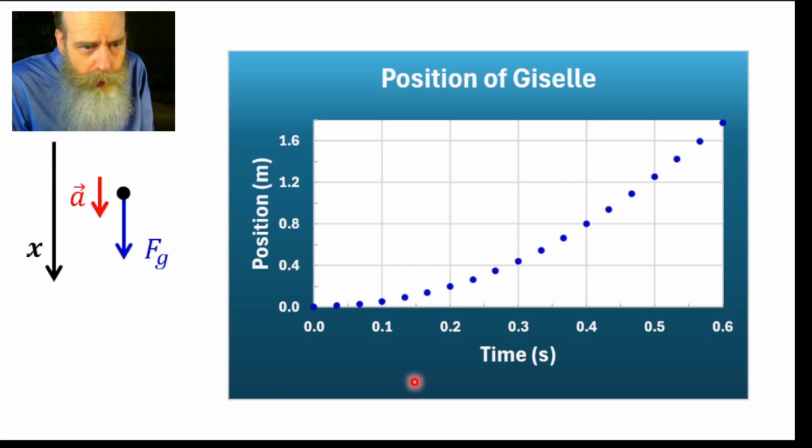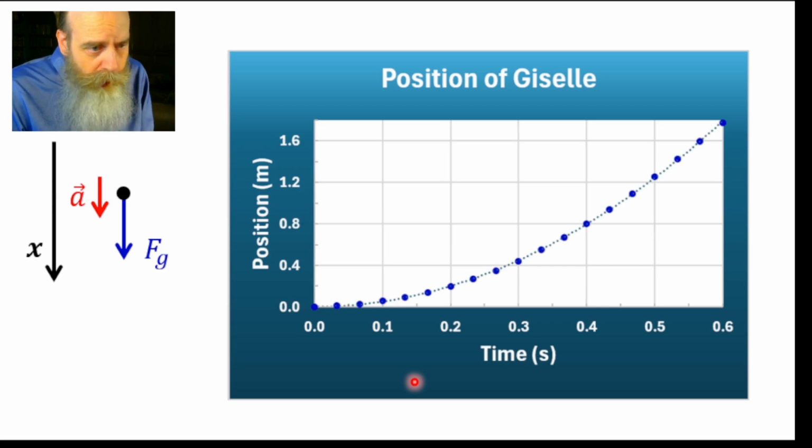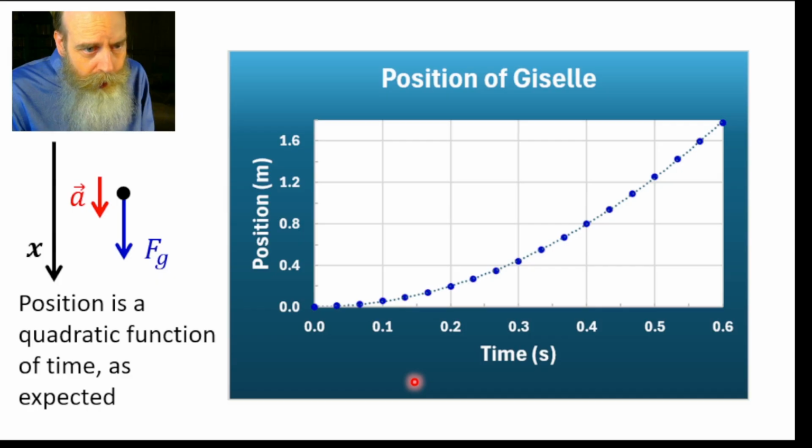This looks like a quadratic function. It's got that curve. So I fit it with a quadratic function, and I got this. It's a very nice fit. So this is what we expected. Position is a quadratic function of time. And the slope of the tangent is equal to the velocity. So when t equals 0, we have a horizontal tangent corresponding to velocity equals 0. And as she fell, as time increased, the slope of the tangent increased, showing that she was speeding up.